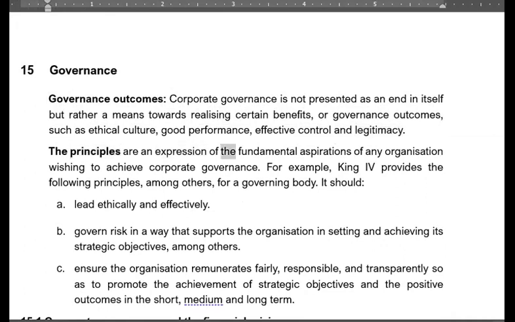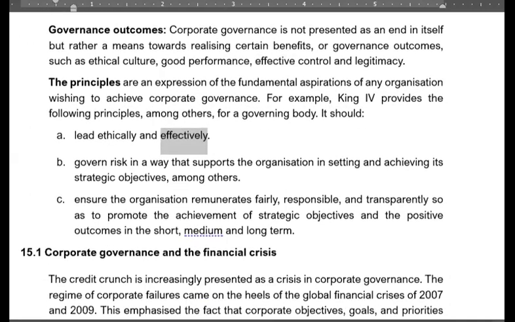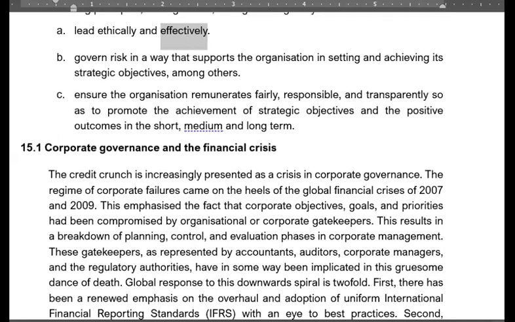The principles are an expression of the fundamental aspirations of any organization wishing to achieve corporate governance. For example, King IV provides the following principles, among others, for a governing body. It should lead ethically and effectively. Govern risk in a way that supports the organization in setting and achieving its strategic objectives, among others. Ensure the organization remunerates fairly, responsibly, and transparently so as to promote the achievement of strategic objectives and positive outcomes in the short, medium and long term.